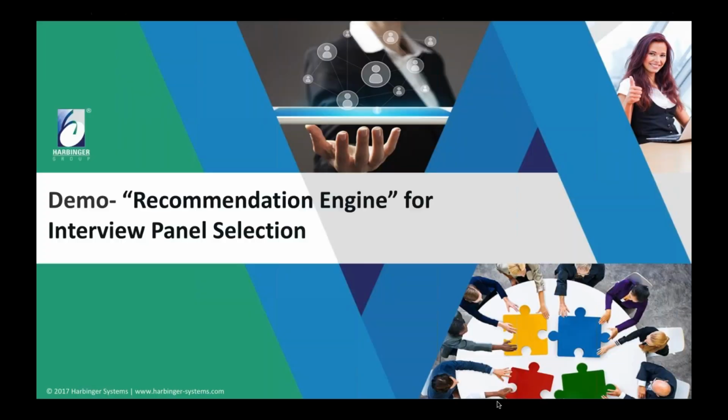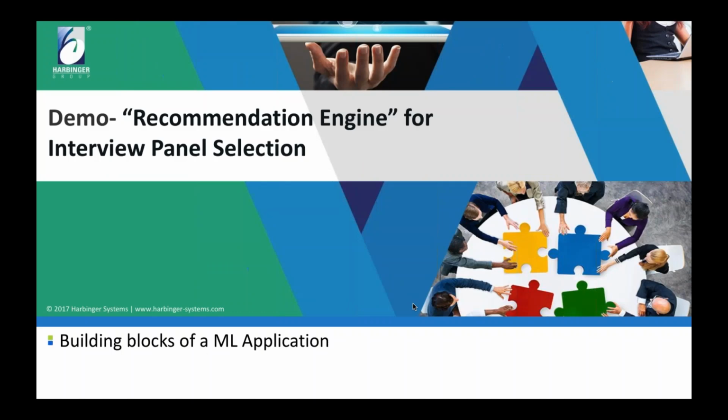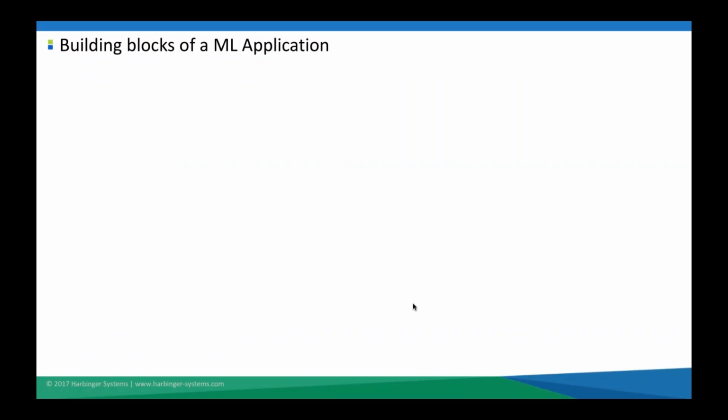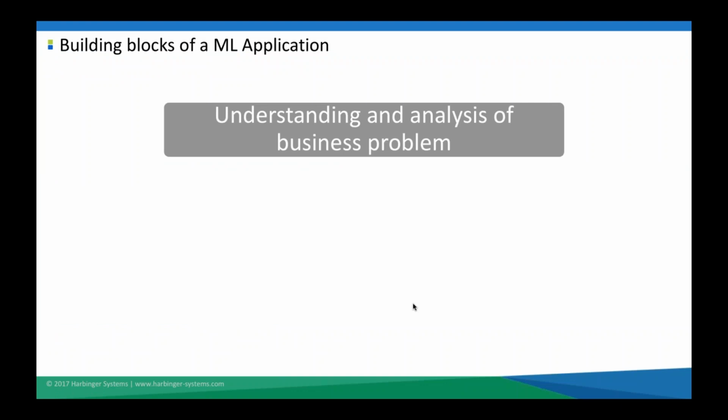Let's quickly take a look at what's happening in the background in terms of the building blocks. When we have to work on such machine learning problems, the first thing is to understand and analyze the business problem. When we looked at the problem statement, we could make out that skills was one of the important terminologies that came across multiple times, and that looks like an important area to focus on.